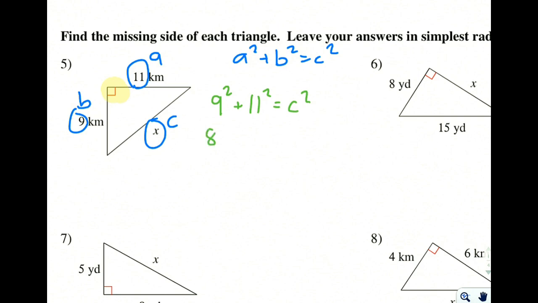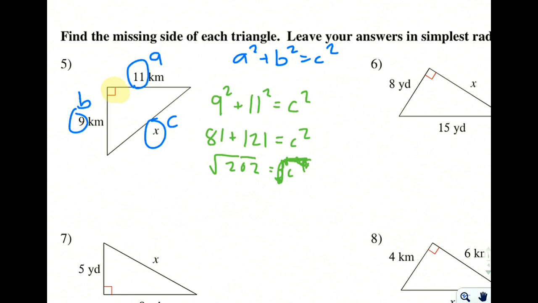9 squared is 81. 11 squared is 121. Still equal to c squared. Add those two together and we get 202 equal to c squared. And then we take the square root of both sides because we want to undo the square that we have on c. So that's going to cancel each other out over here. So we're just left with c on this side.